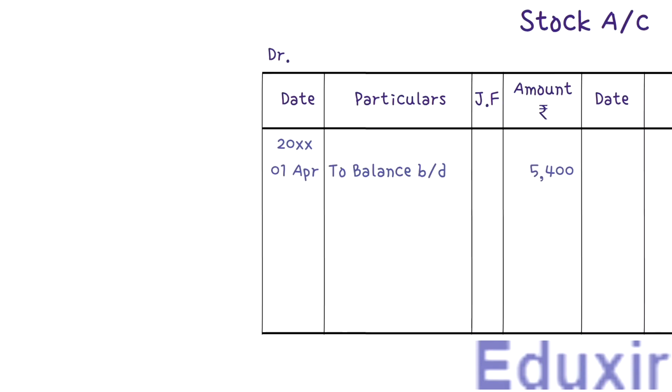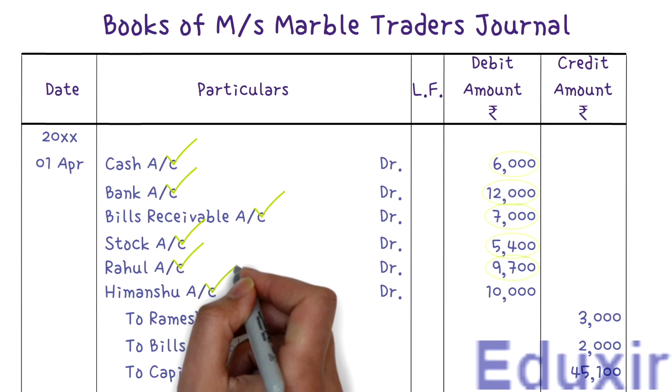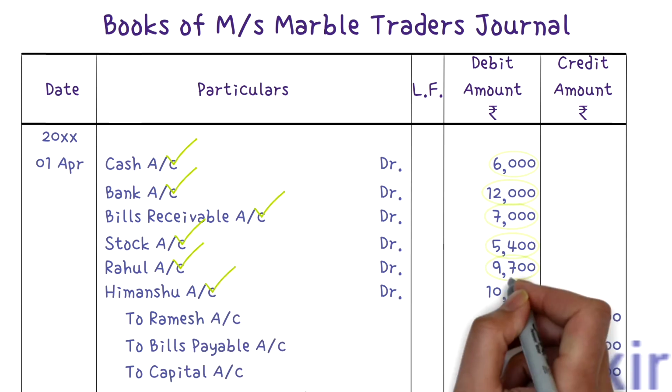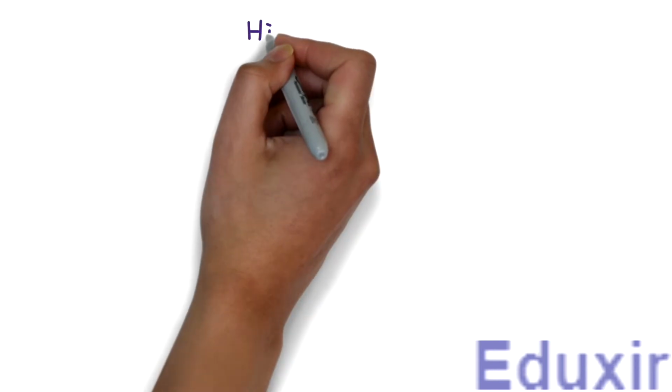Let us now take up the next entry. As the name suggests, it needs to be posted on the debit side of Himanshu account and the debit amount is 10,000 rupees. Note that the details that need to be posted into the particulars column is balance brought down. For posting this entry, we need to create a ledger account for Himanshu as it is not yet created. Let us first write the title as Himanshu account.